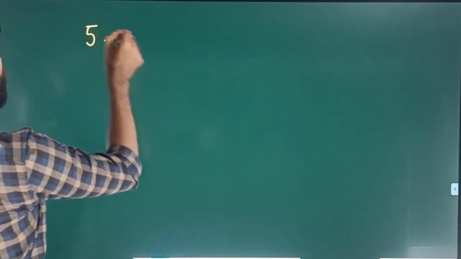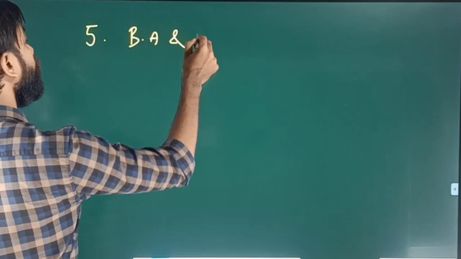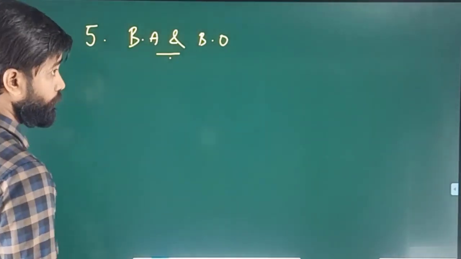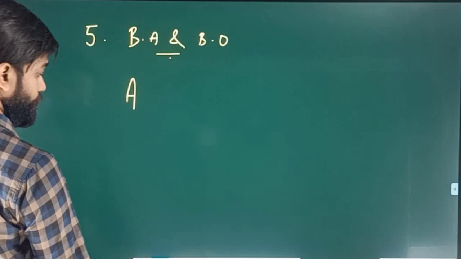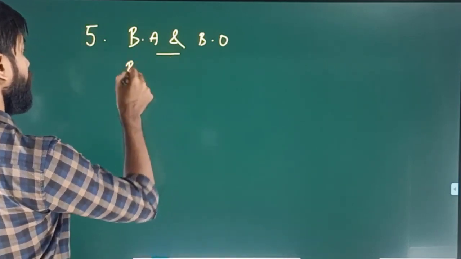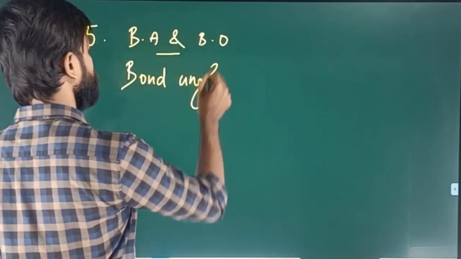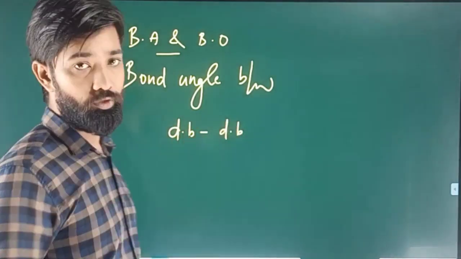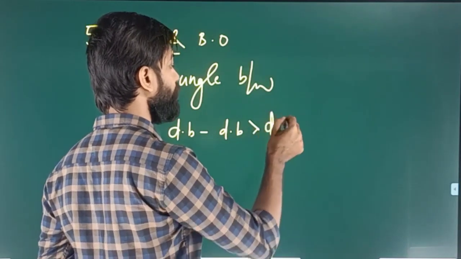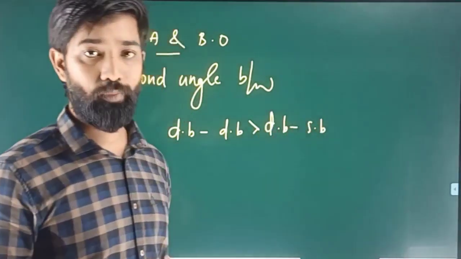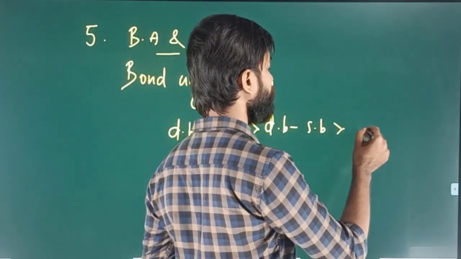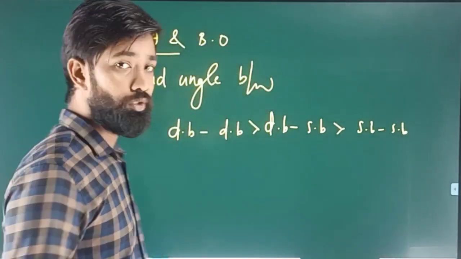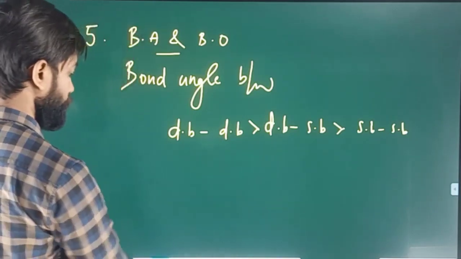One more idea. Fine. Bond angle and bond order. Bond angle between double bonds. If there are two double bonds, then its bond angle is comparatively greater than the very same geometry with a double and single bond, whose bond angle is comparatively greater than the very same geometry with a single bond and single bond. Okay. So as the bond multiplicity increases, the angle between them also increases. Okay. This is due to the repulsion.